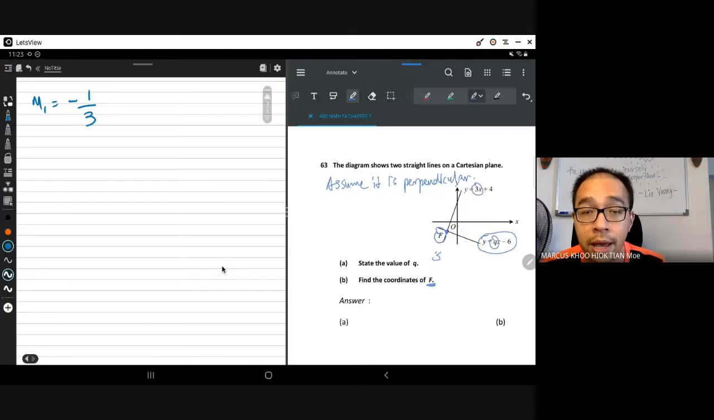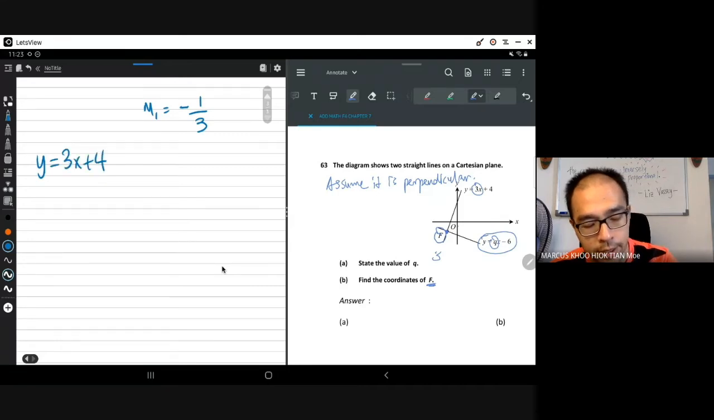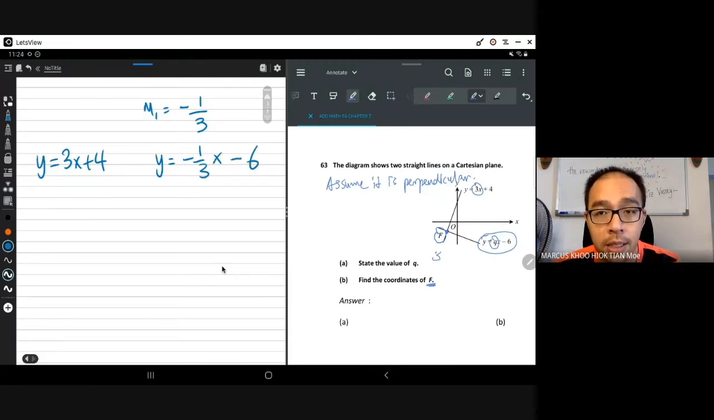Do you notice that F is an intersection point? Yeah. Okay, and so what do we do when we have the intersection point? We use y equals y. So this is what I want you to do now. The first y is 3x plus 4. The second y is negative 1 over 3x minus 6. Okay, tell me, work this out now.